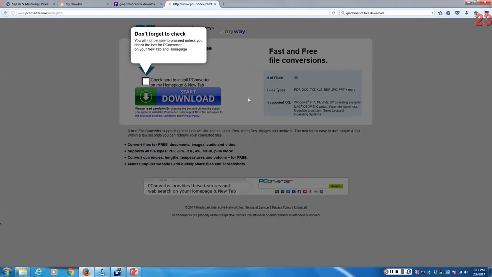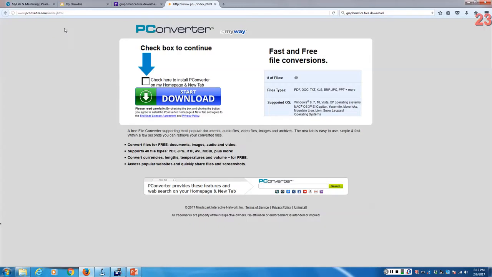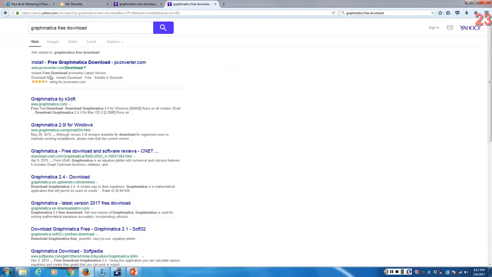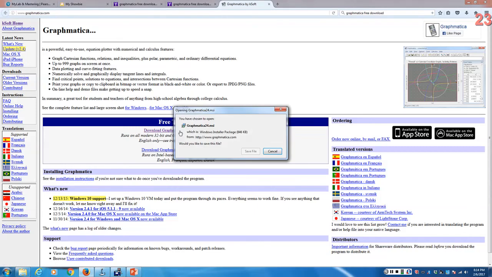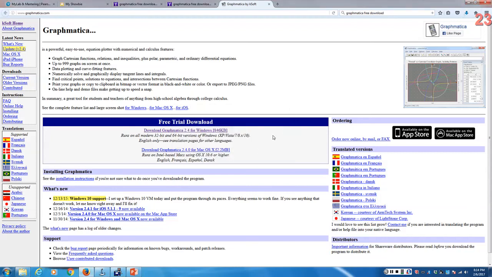Wait, you searched the internet, not that website. I don't want that particular website. Let me back up. Okay, here we go. Yes, this looks more like what I'm used to seeing. Download Graphmatica 2.4 for Windows, 846 kilobytes. So you click the download button, and you'll want to save the file and then extract it and run it on your computer. I think I can still do that on this computer. We're going to find out.